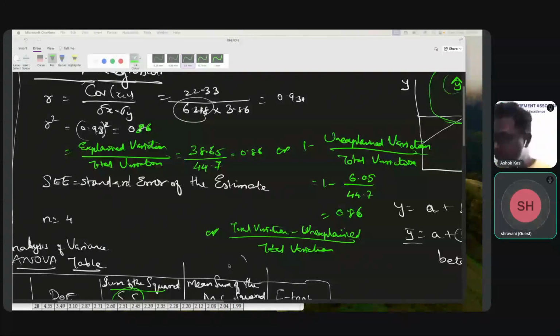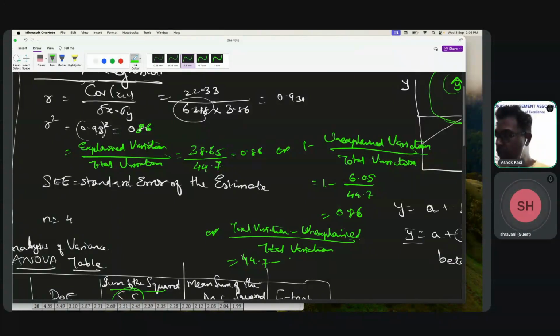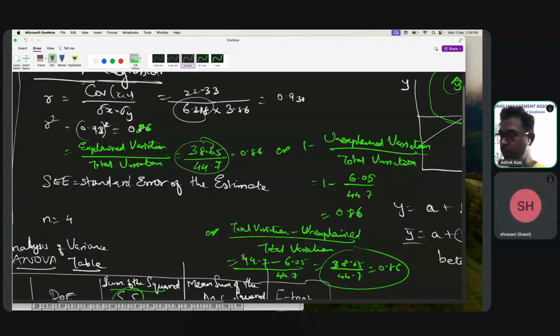So for example, this also will give you the same answer, right? This will be 44.7 minus unexplained 6.05 divided by 44.7. That will give you 38.65 divided by 44.7. It is 0.86, just this number finally.